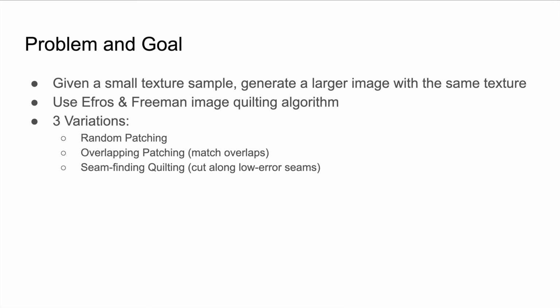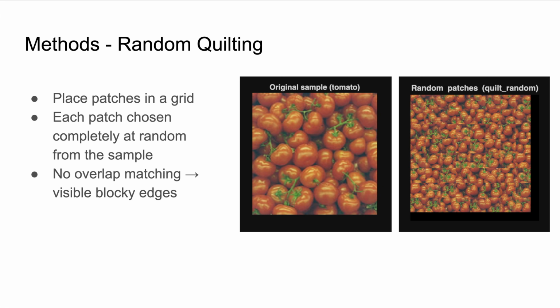So the goal of this project was to start with a small texture and then expand that to a larger synthesized version of that texture. There are three versions of the quilting algorithm that I implemented that I will go into further detail in a second. The first version that I implemented was the random quilting.